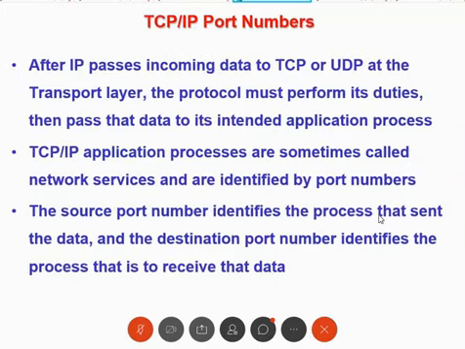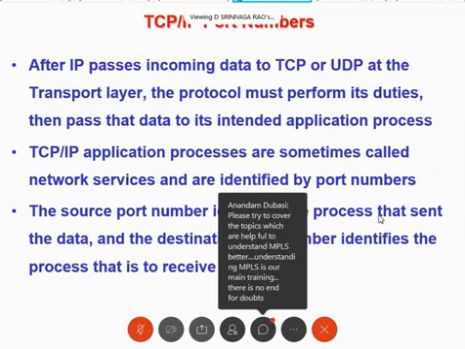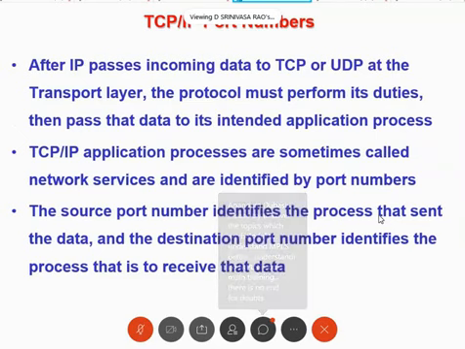TCP/IP port numbers. After IP passes incoming data to TCP or UDP at the transport layer, the protocol must perform its duties, then pass the data to the intended application process. Just now we saw port numbers. TCP/IP application processes are sometimes called network services and are identified by port numbers. As we said, without a port number, the network can't understand. The source port number identifies the process that sent the data, and the destination port identifies the process that received the data accordingly.